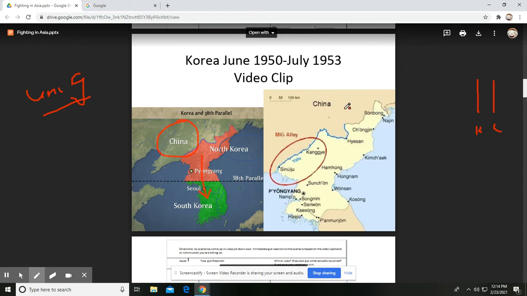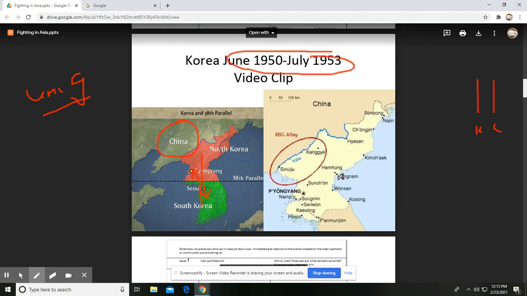So according to the documentary, the United States leads a United Nations force in Korea, and their goal is to try to drive the North Koreans out of South Korea and try to figure out what the solution is going to be to this division of Korea between North and South. And as of 2021, the country is still divided. There are technically two Koreas as a result of the events in the 1950s.